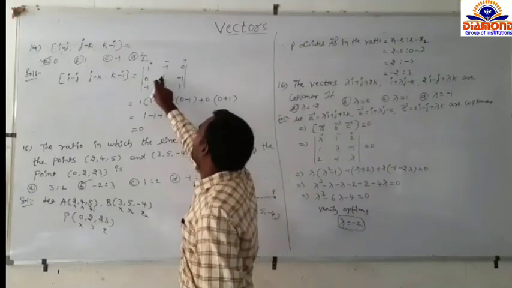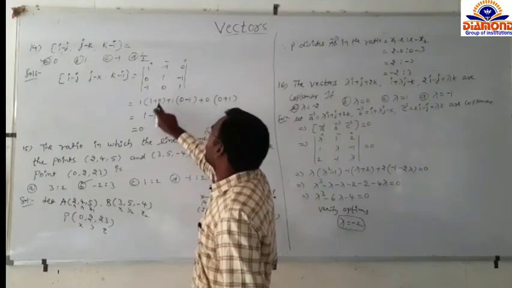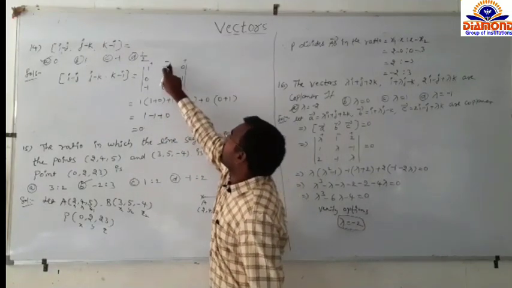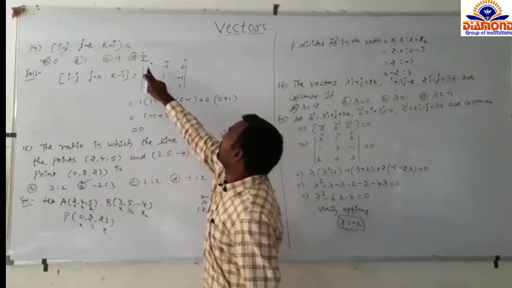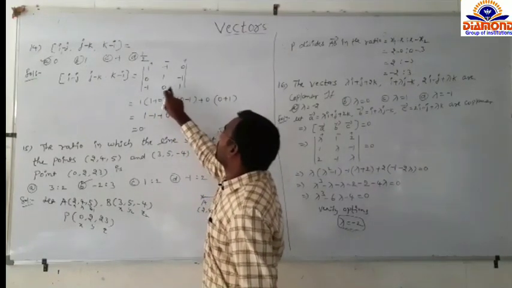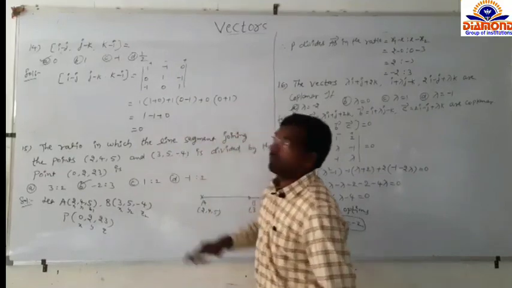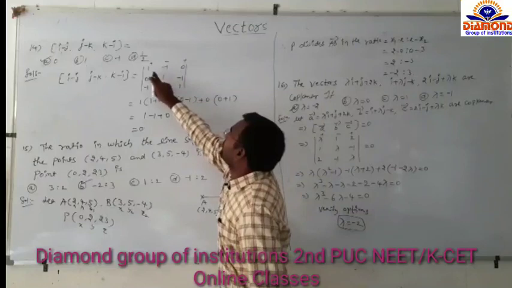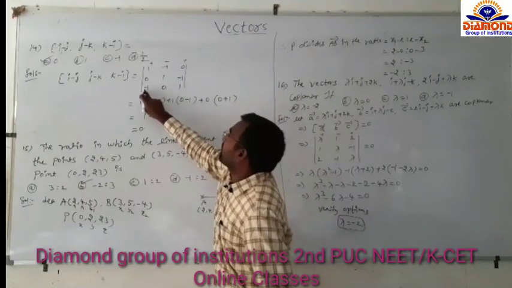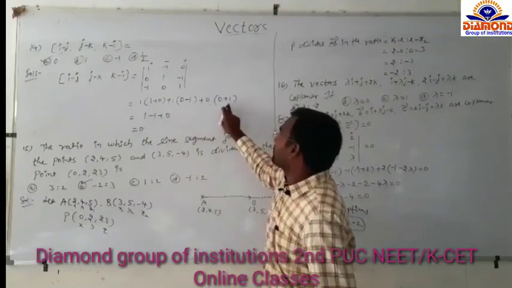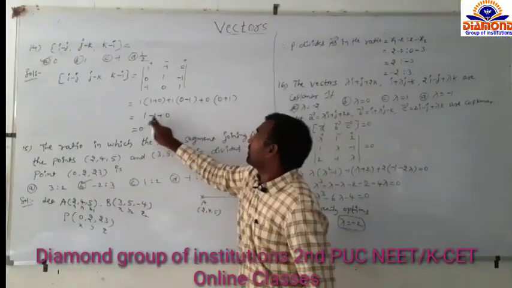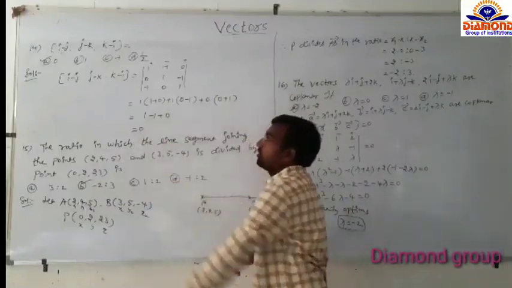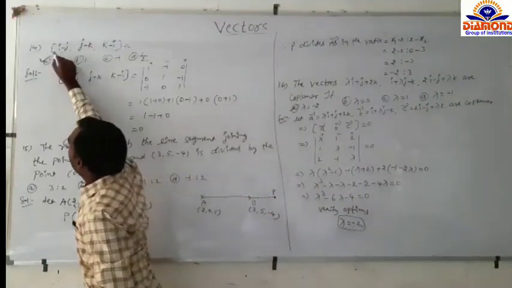So 1 into (1 minus 0), so 1, plus 0, minus of minus, plus, so 1 plus 0 plus minus of minus 1 is plus 1, plus 1 into (0 into 1 minus 1 into minus 1), that is minus 1, plus 0 into 0 minus of minus, plus 1. So this one is 0 into something is 0 only. So 1 into 1 is 1, 1 into minus 1 is minus 1. So 1 minus 1 value is 0. So answer is option A.